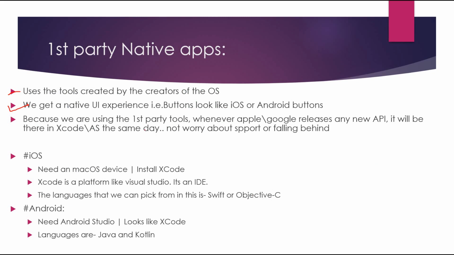Because we are using the first party tools, whenever Apple or Google releases a new API, it will be there in Xcode as well as in Android Studio the same day. So we don't have to worry about the support, and we don't have to worry about falling behind, right? That is one of the advantages. So the major advantage that we get from Android Studio and Xcode is, obviously, that it looks and feels like the application is a native application which was natively designed for that OS itself. It doesn't feel like the application has been designed for something else and we have just installed it into the device, right? It looks and feels real.